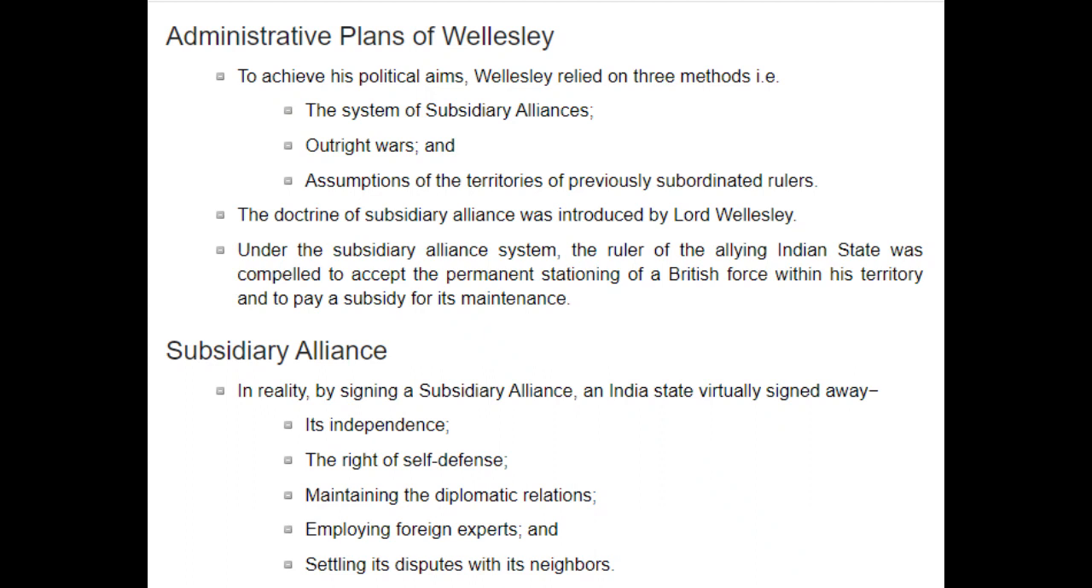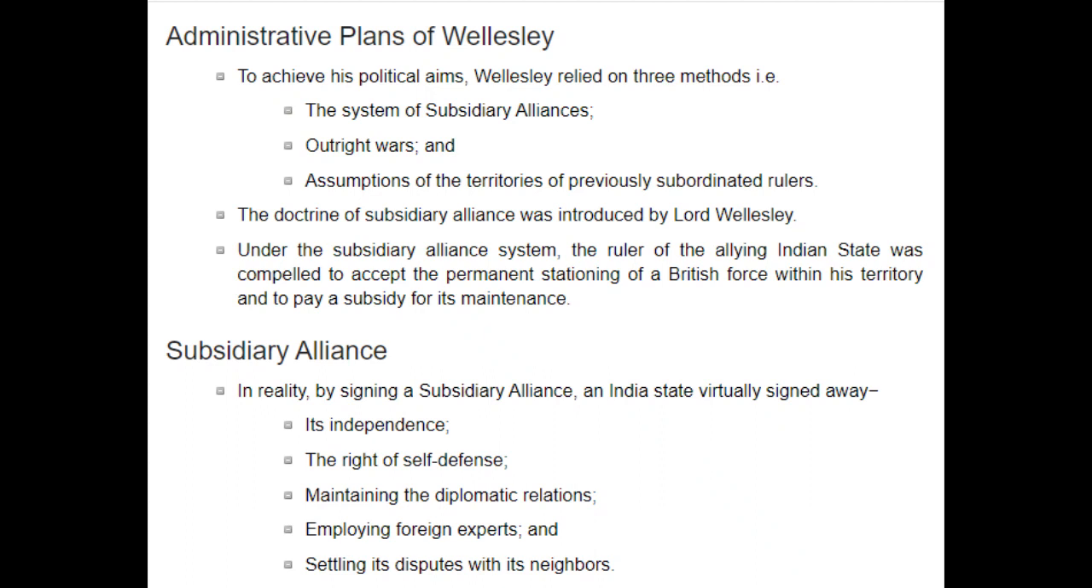They were not free to have war also. They were not free to have negotiations also. There were a number of restrictions that were made. Therefore, its independence was completely lost. The right of self-defense, if someone attacks them, they were not even allowed to protect themselves. It was the British who would decide how and when to protect them. The plans would be made by them. Therefore, the right of self-defense was also lost if the Indian rulers signed the subsidiary alliance.